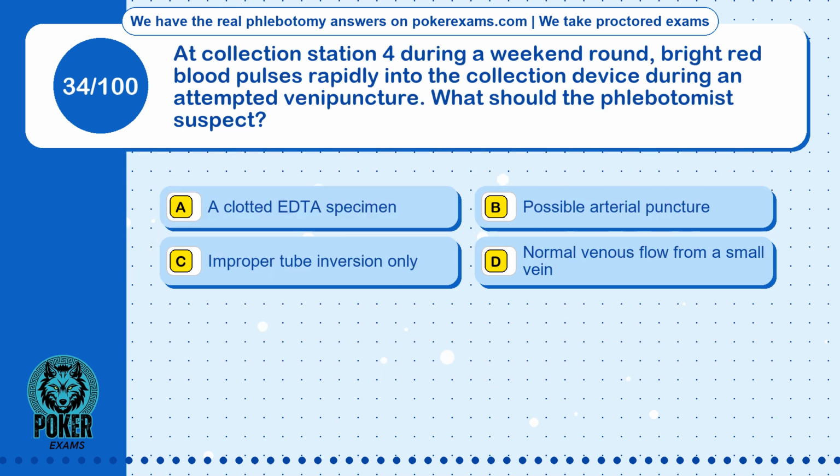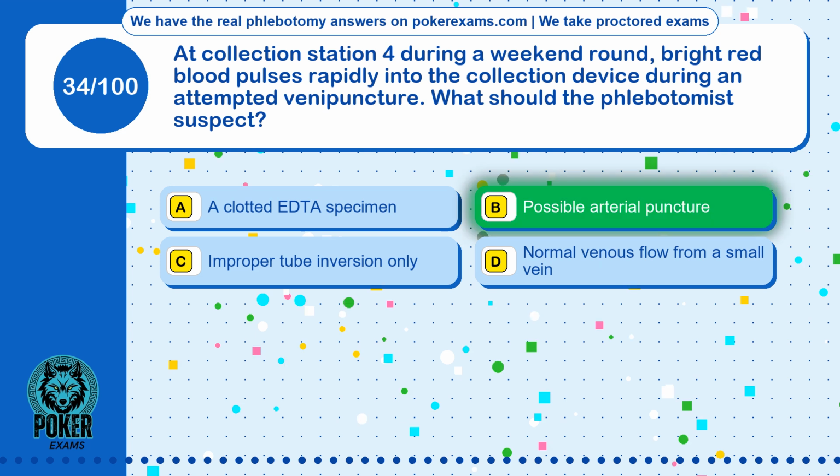Question 34. At collection station 4 during a weekend round, bright red blood pulses rapidly into the collection device during an attempted venipuncture. What should the phlebotomist suspect? Option A. A clotted EDTA specimen. Option B. Possible arterial puncture. Option C. Improper tube inversion only. Option D. Normal venous flow from a small vein.